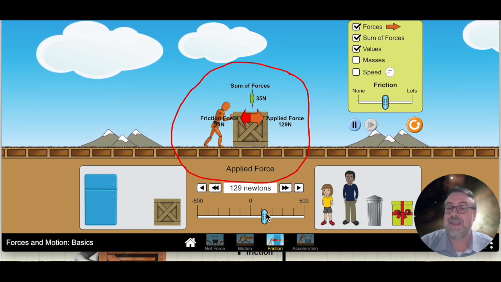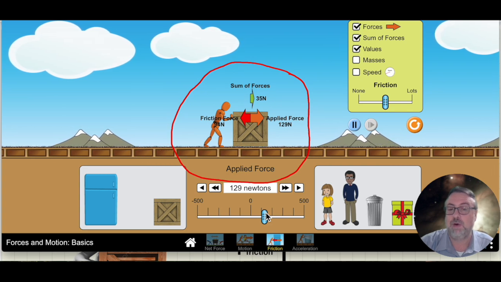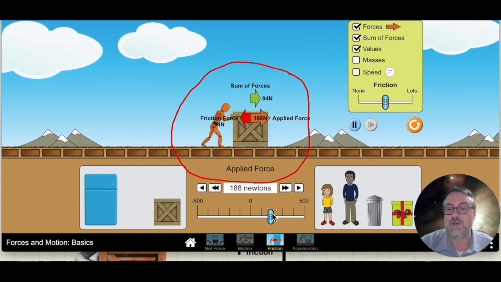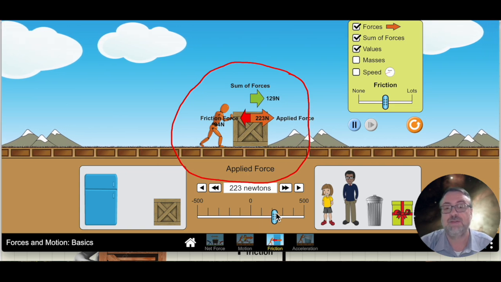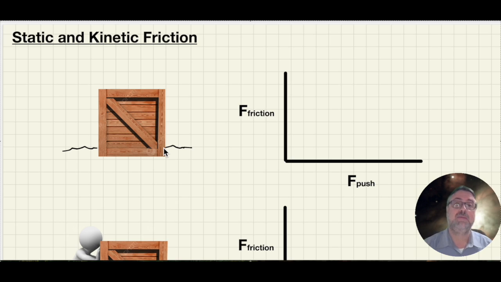And in fact, it will not change. If I increase the applied force, watch that the friction force no longer changes. As I increase the applied force, the friction force is staying constant at 94 newtons. So let's examine why friction works the way it does.